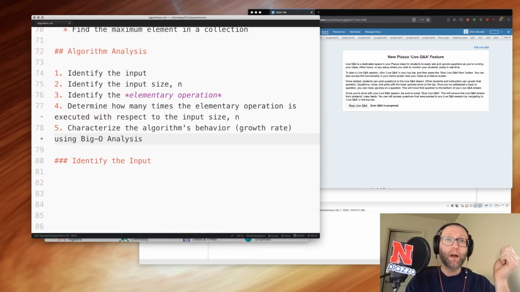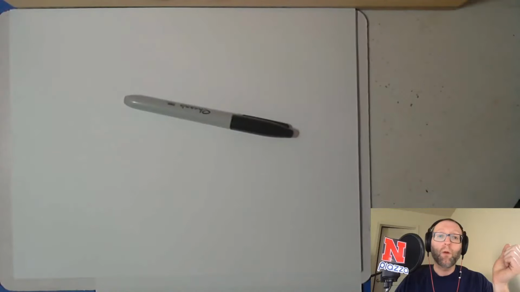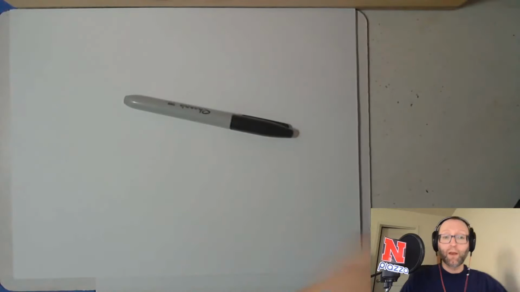Now, I'm going to go through each one of these steps individually, but to motivate that, I want to write another algorithm that you're already familiar with. We'll write it in pseudocode. Let's go ahead and rewrite an algorithm that you're familiar with, selection sort.